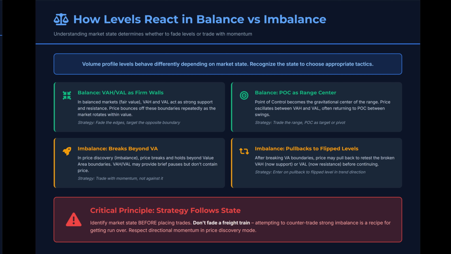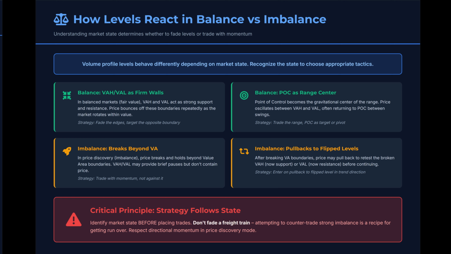In balance, fade the edges, trade the range, use the POC as your target. The boundaries are firm. Mean reversion is your edge. In imbalance, don't fade a freight train. Trade with momentum. Use pullbacks to broken levels as entries. The boundaries are permeable. Continuation is your edge.